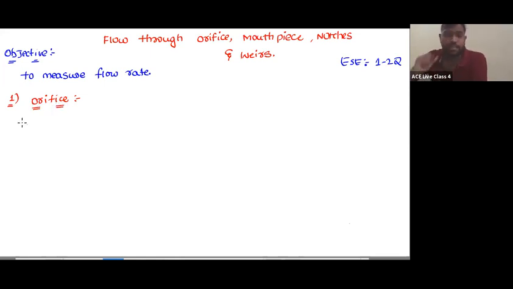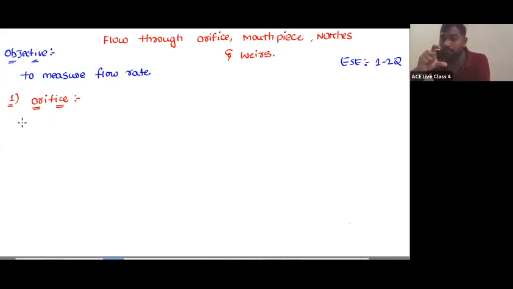First one, orifice. What is meant by orifice? Orifice is a small opening provided at the side or bottom of a tank. Simply, in every house, an overhead tank would be there. On the side of the tank or bottom of the tank, we keep some tap. Yes or no? And when I open the tap, water will come.